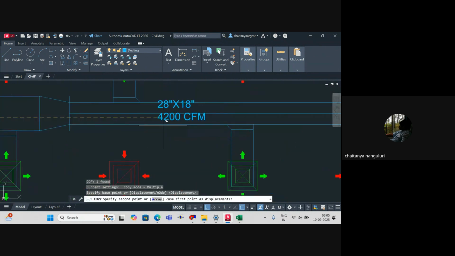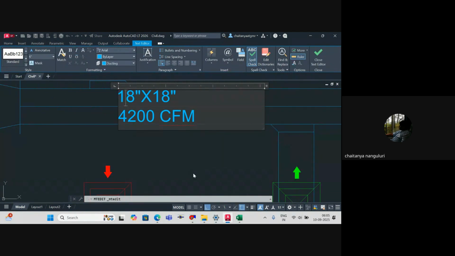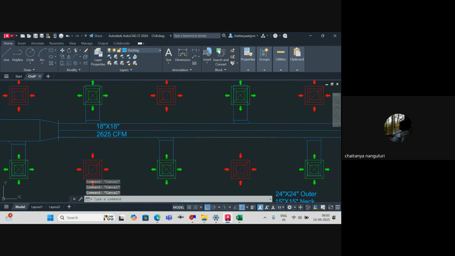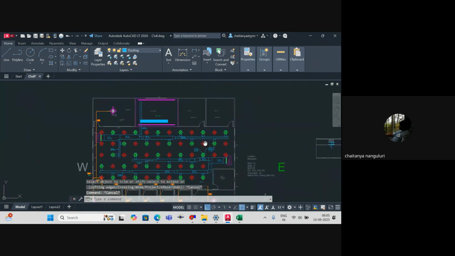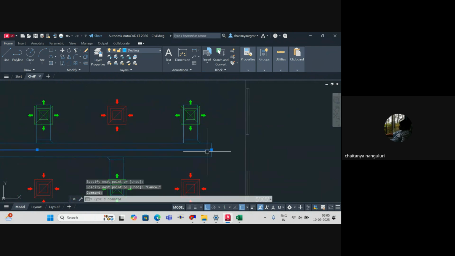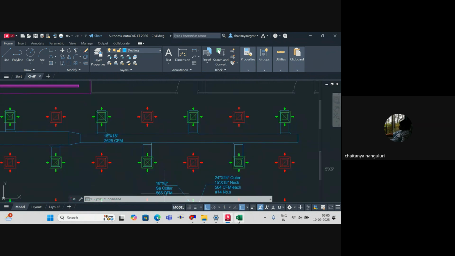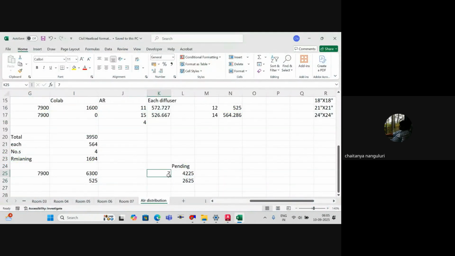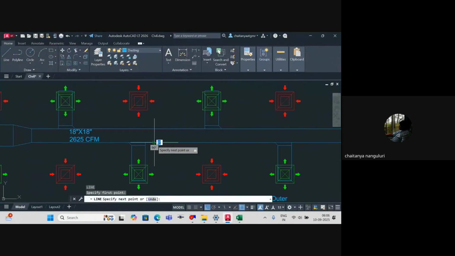So this guy is 18 inches by 18 inches. What is the flow rate? 2625 CFM. This is done. Okay, so once this is done, don't you think I can again use a reducer after this, three or two numbers? So I'll again add two more to it, 7, 8, 9, right? Then it will be 1575 CFM. So this value will be 1575 CFM.